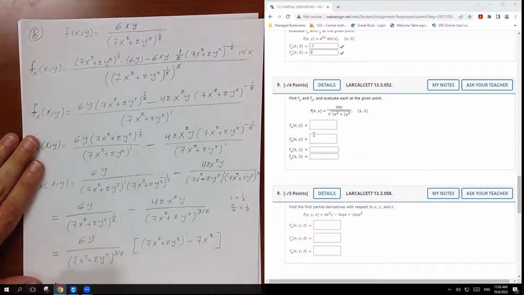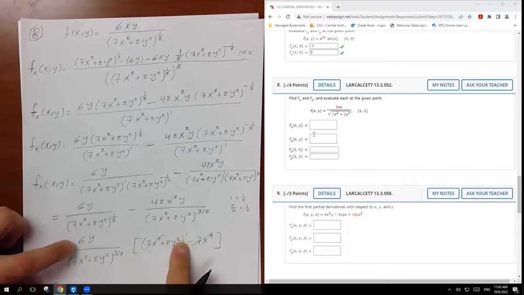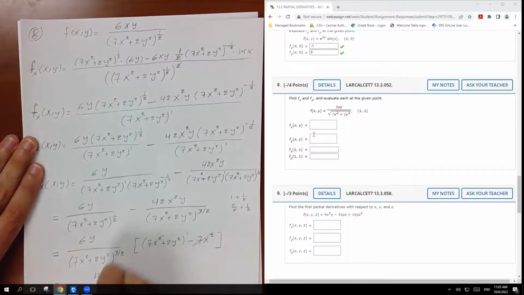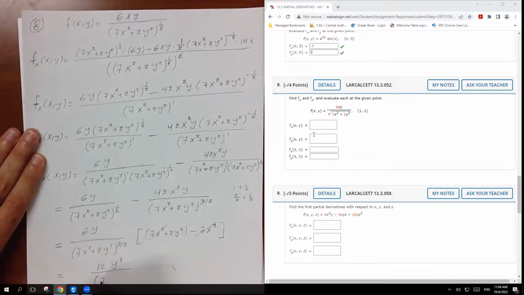So now this is 1, so we can cancel this one with this one. Now what's left here is just 2y squared times 6y squared. So it's going to be 12. 2 times 6 is 12y cubed, because I can simplify these, over 7x squared plus 2y squared to the 3 over 2.